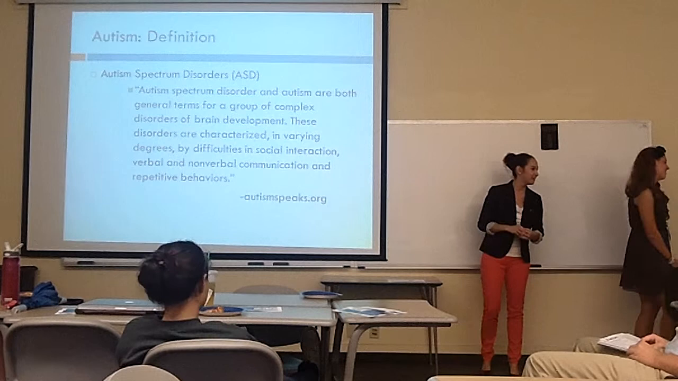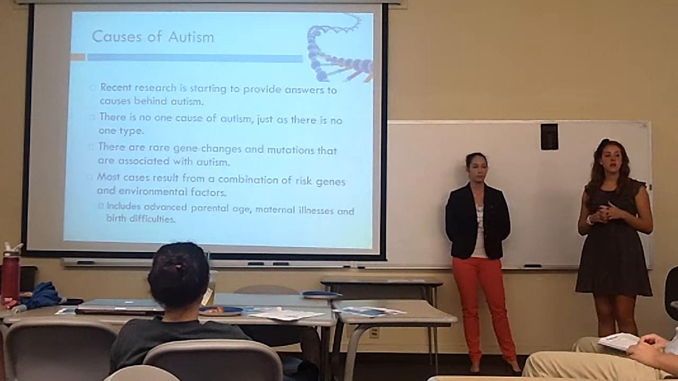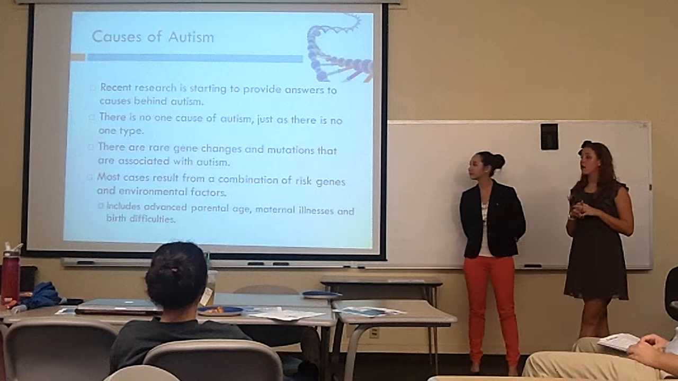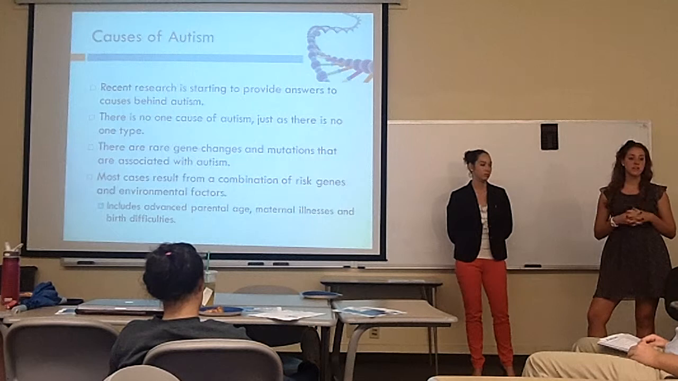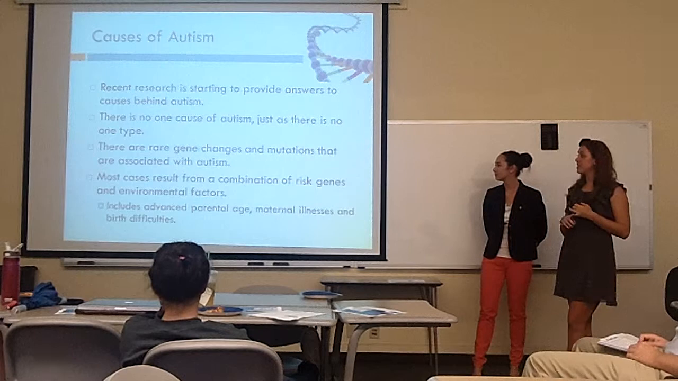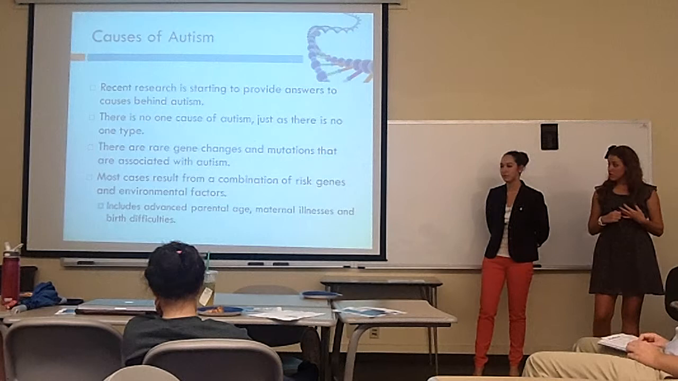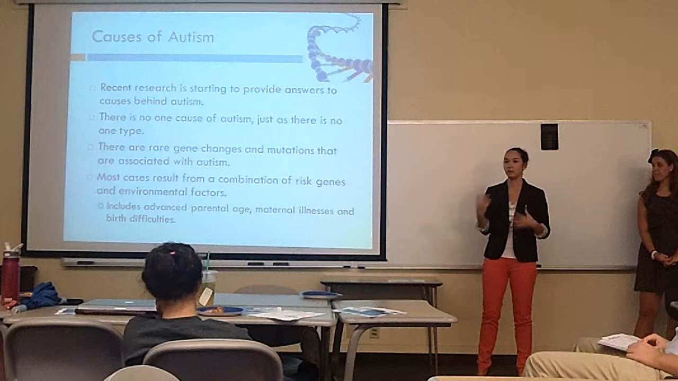Okay, good point. Okay, so now that you have a general understanding of the definition of autism spectrum disorder, we're going to talk very briefly about the causes of autism. Research has recently shown that there are some answers to the causes behind autism, but a few years ago we wouldn't have known this. One of the biggest factors is that there is no one cause of autism, just as there is no one type of autism, like Emily just pointed out. The research has shown that causes include both gene changes and mutations, which are associated with autism, as well as environmental factors. Some of those factors include advanced parental age, so if you had parents who were older, they're more likely to give birth to children with autism. Also, maternal illnesses, obviously genetic illnesses that are from the mother's side, and also birth.